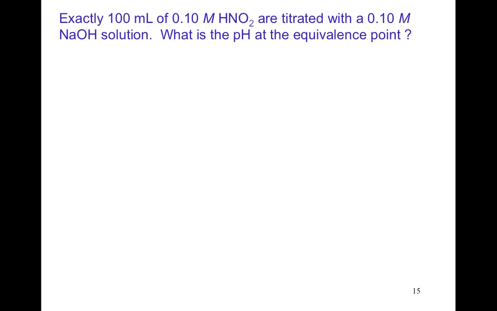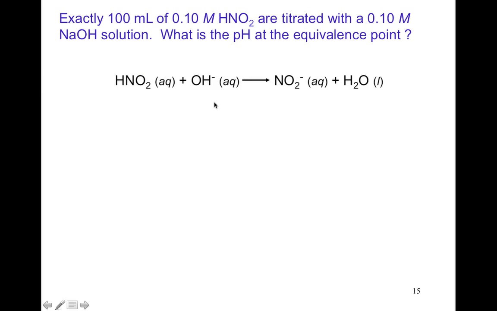We have 100 milliliters of 0.1 molar nitric acid, and it's titrated with 0.1 molar sodium hydroxide. What's the pH? Well, if you have molarity and a volume, you can get to moles. That's nice. Molarity is moles over liters, so all you have to do is call this 0.1 liters, and we're set there. We can do the same thing here. So let's find out what we have here.